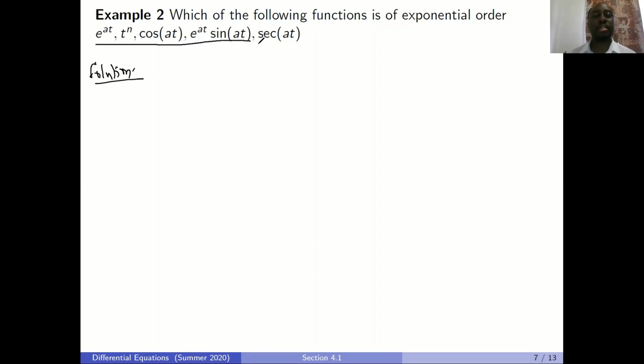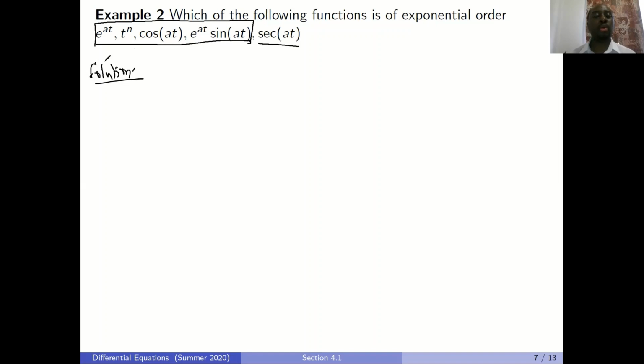The secant is not piecewise continuous because it has infinite limits at certain discrete points. Wherever the cosine is 0, the secant has an infinite limit. So this is not piecewise continuous, right? And so if we can show that all of these functions are of exponential order, and since all of these functions are continuous, which means they are piecewise continuous, then it shows that all of these functions have Laplace transforms.